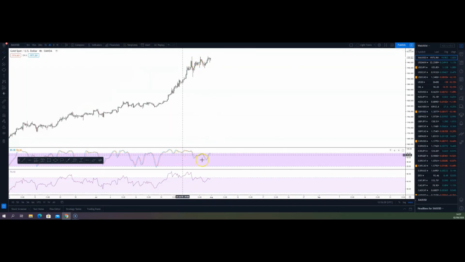It's struggling. We can see a little bit of divergence in the RSI. You can see it's making highs, but the RSI is actually making new lows. So we could see a potential short coming up shortly.